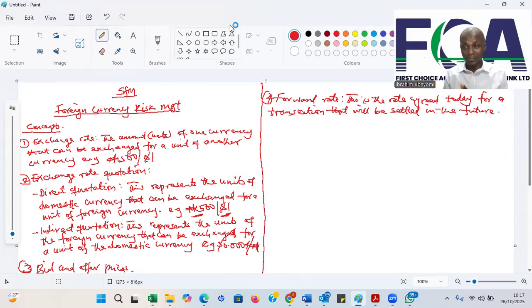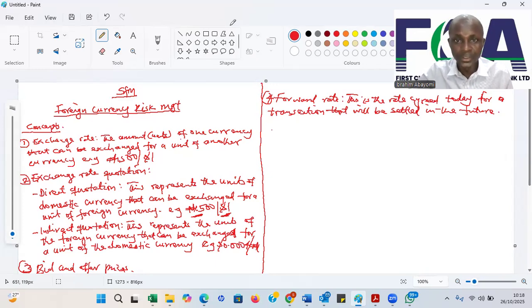For instance, I can go to a bank and say, I have a $5,000 obligation to make in 3 months' time. I want us to agree the rate at which you'll be selling dollars to me in 3 months' time. And the bank says, okay, I'll sell to you at 1,450 naira. So we have agreed the price today, but that transaction will not happen until 3 months' time. That's what we call forward rate. Forward rate can be predicted using market dynamics. We have several ways of predicting the forward rate.